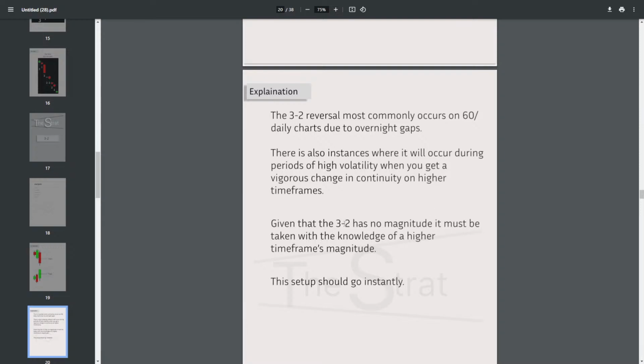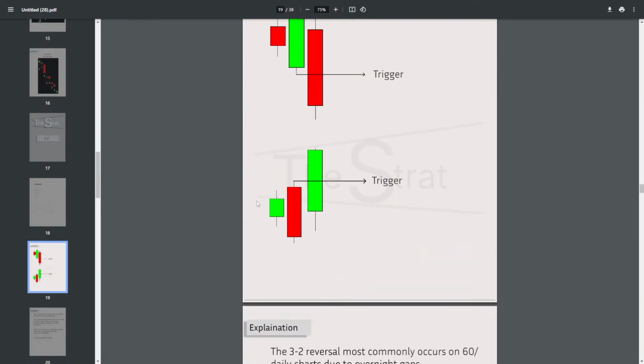So given that it has no magnitude, it must be taken with the knowledge of a higher time frame magnitude. And this setup should go instantly. And the reason it should is because what this shows us is they were willing to sell down. They were really aggressively selling because they countered a 2. So it failed and then boom. So when this breaks, we have zero reason to believe those sellers weren't participating there, right? Like we know for a fact they were selling in there.